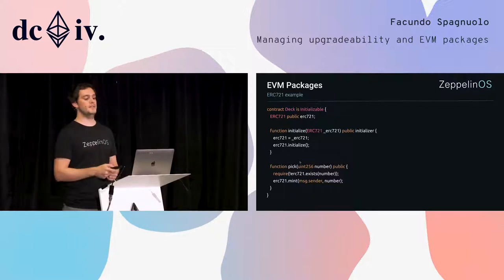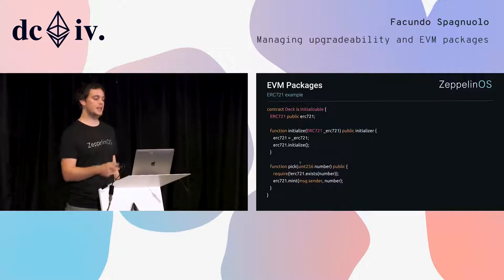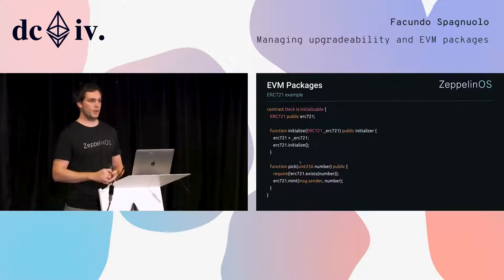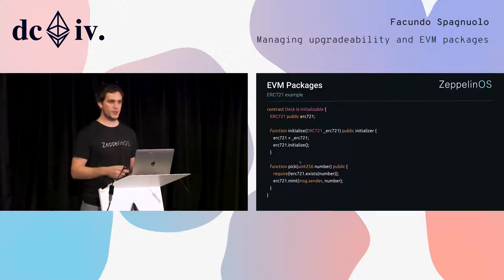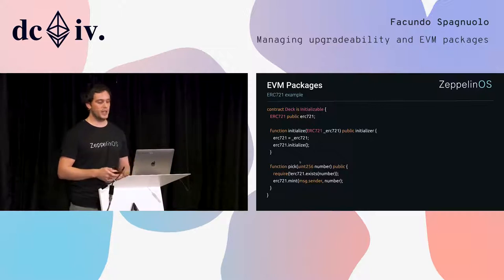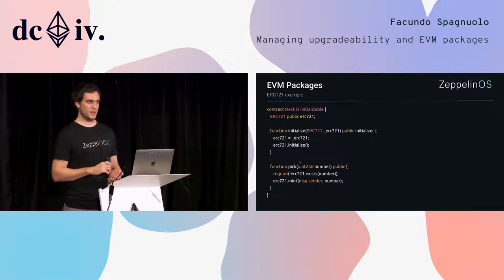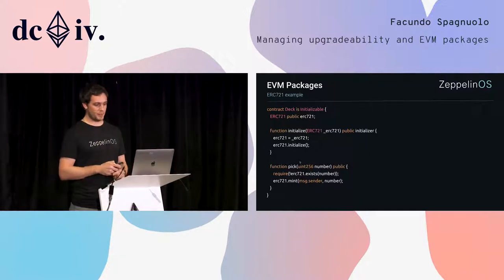It has an initialize function in order to receive the ERC-721 dependency, and it has another function called pick that will basically allow any user to pick cards from the contract, and you will be minting new ERC-721 tokens every time a user picks a new card. So how can we create an upgradeable instance of this contract, reusing an EVM package for the ERC-721 dependency, using ZeppelinOS? It will be really simple once again.